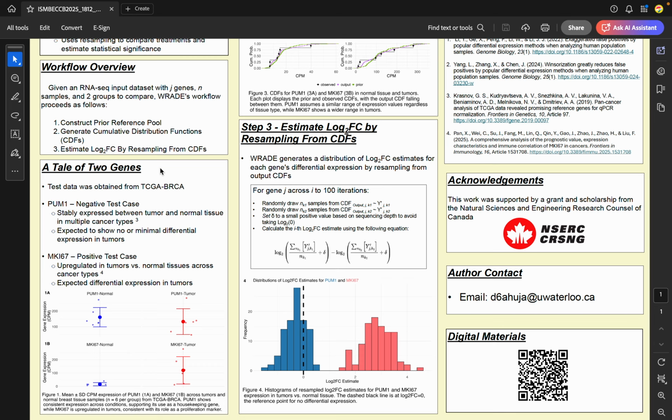The second gene, MKI67, is upregulated in tumors across cancers. Here, it's considered a positive test case, and we expect RAID to report its significant overexpression in tumors within the TCGA bracket data. And when we actually visualize the TCGA bracket data for both genes in 6 participants per tissue type, we can broadly see that our data align with our hypotheses.